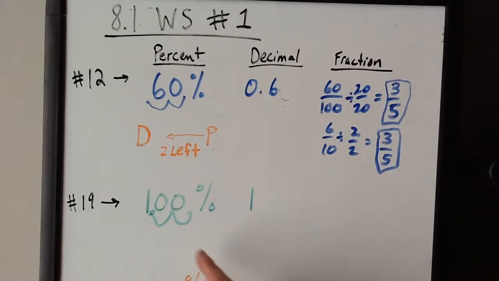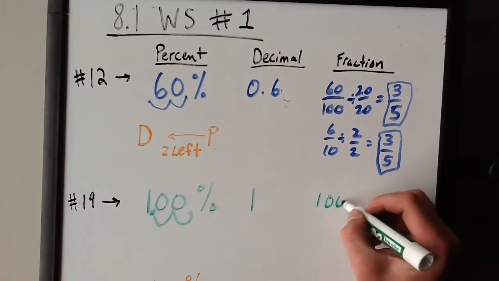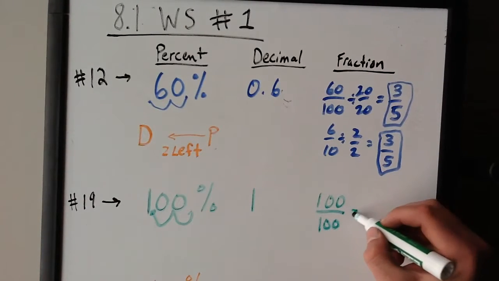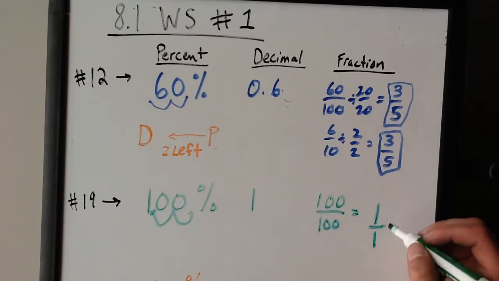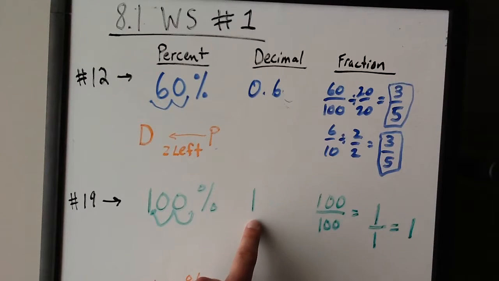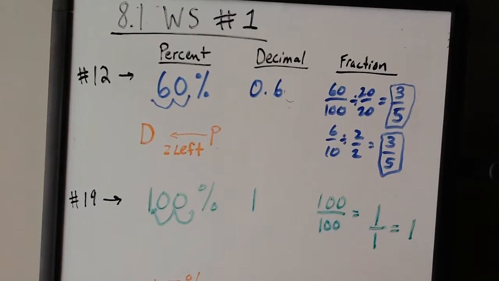Okay, now to write this as a fraction, I have 100%, so 100 out of 100. 100 out of 100 is just 1. So 1 over 1, right? This is like dividing the top and the bottom by 100. 100 divided by 100 is 1. 100 divided by 100 is 1. 1 divided by 1 is 1. Okay, so I have 100%, which is like 1.0, or just 1, which is like 1 as a fraction. 1 over 1, which is 1.